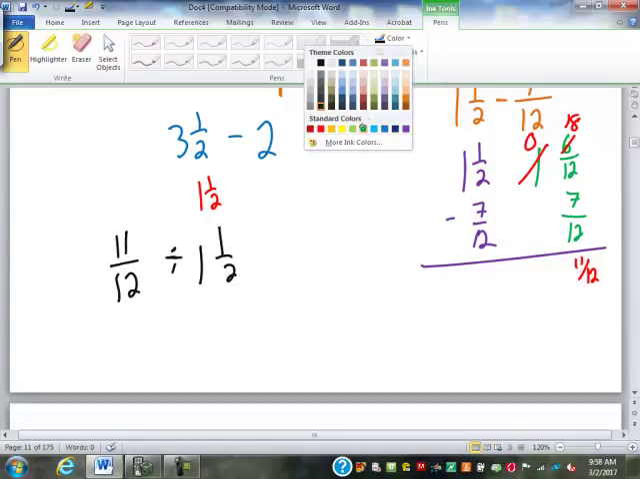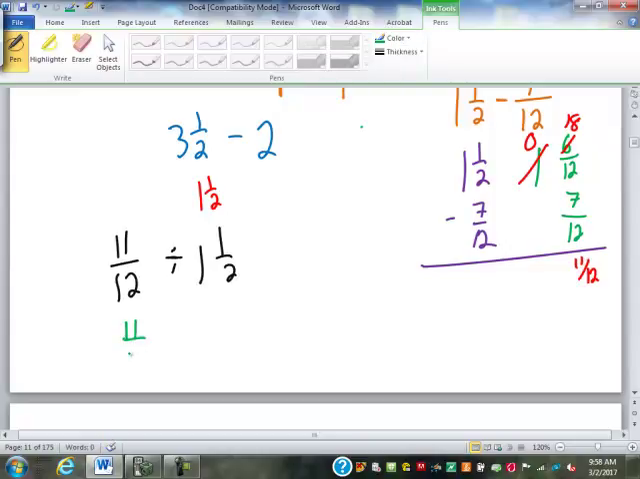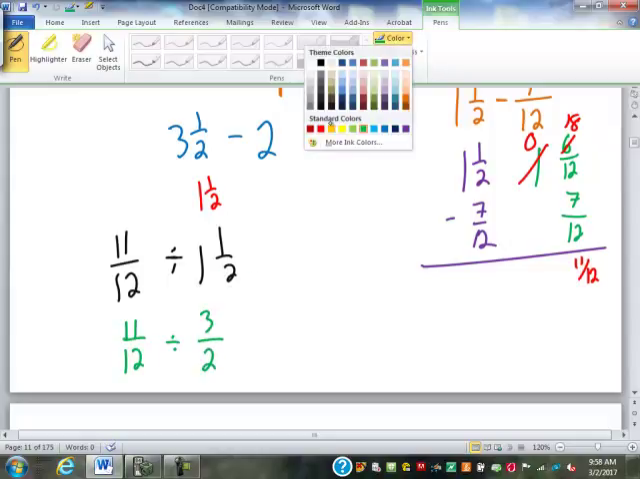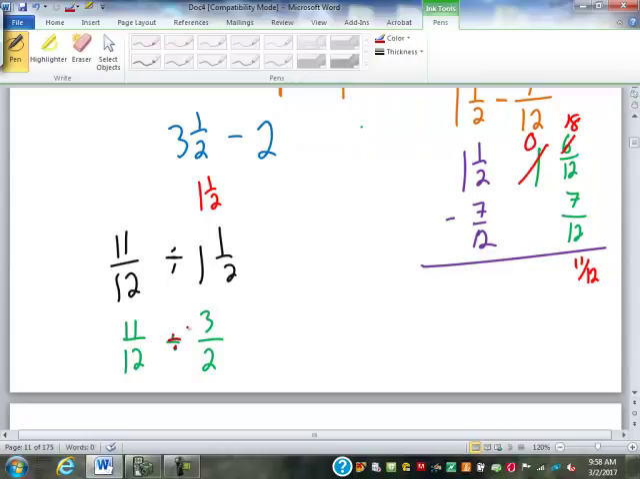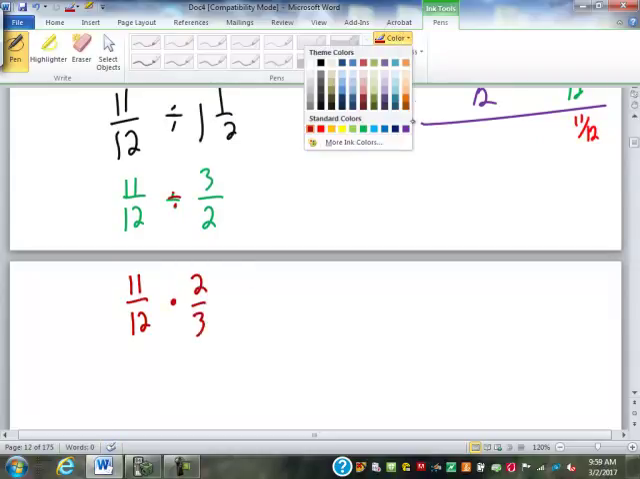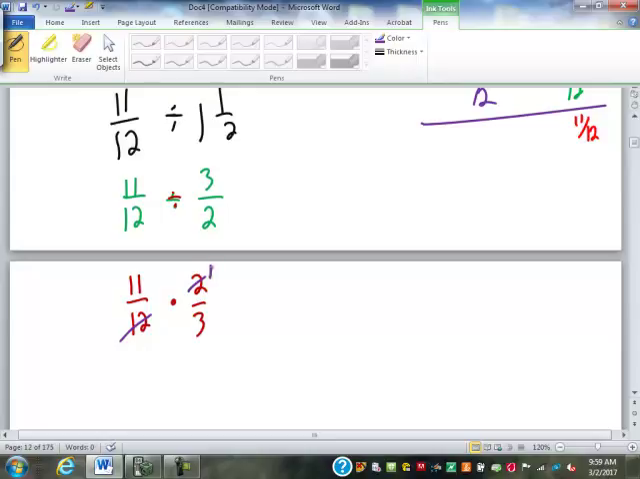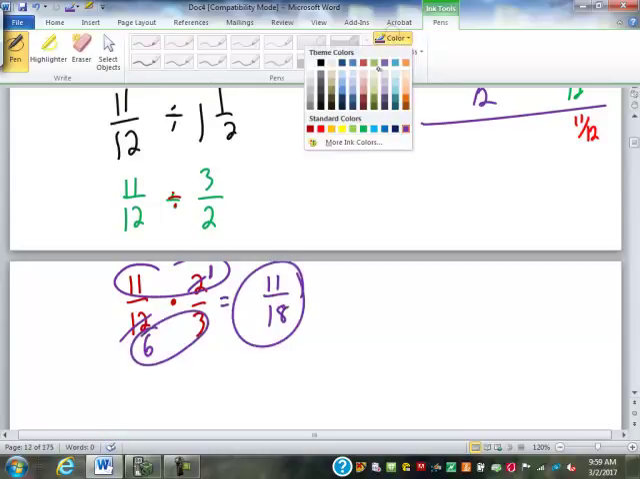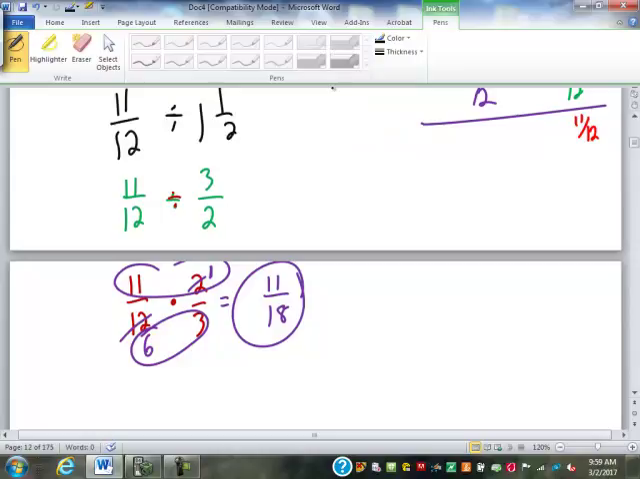What do we do next? Okay, the 11/12 won't change. The 1 1/2 becomes an improper fraction, which will be how many halves? 3 over 2. Can we cross cancel the 3 and the 12? No, because it's division yet. Our next step, we're going to make it into multiplying. So the 11/12 stays the same. It becomes times 2 over 3. Now we can cross cancel the 12 and 2 to give me a 1 and 6. So 11 times 1 is 11. 6 times 3 is 18. 11/18.